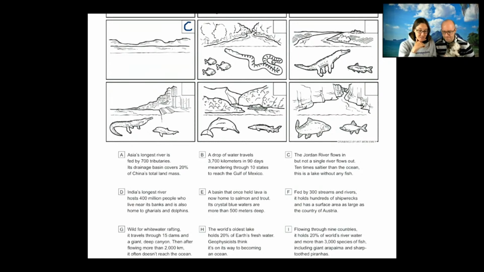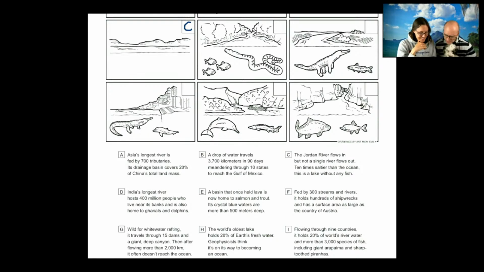All right, I'm ready. A basin that once held lava is now home to salmon and trout. Its crystal blue waters are more than 500 meters deep. Whoa. Do you have any idea where that might be? Well, lava, so I was immediately thinking of Hawaii, but I don't know about any big lakes there. But salmon, I'm thinking Alaska. That's all I've got, Science Mom. That's all you've got? Hopefully someone in the chat can help Math Dad out.